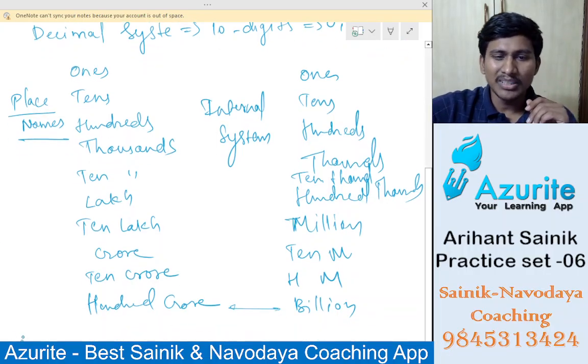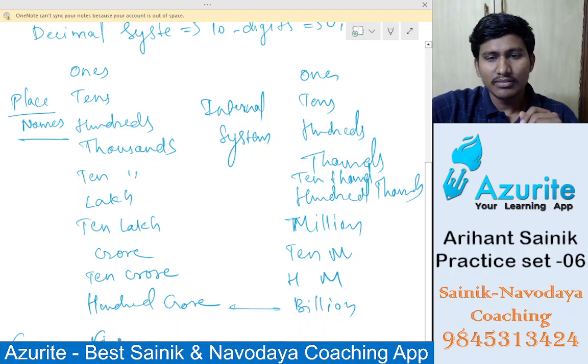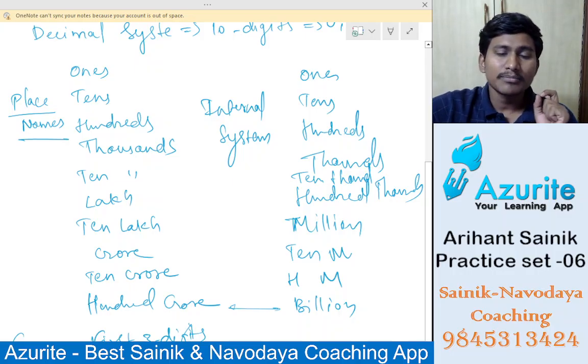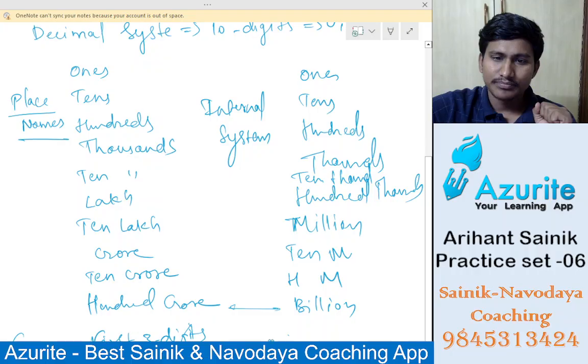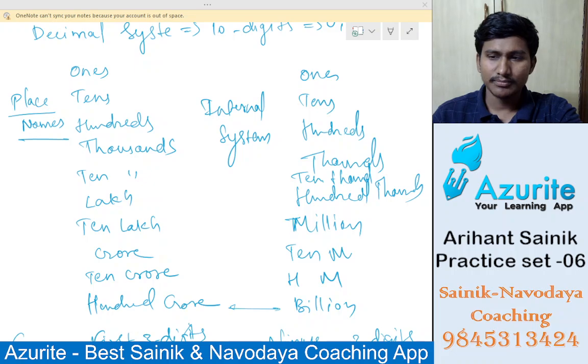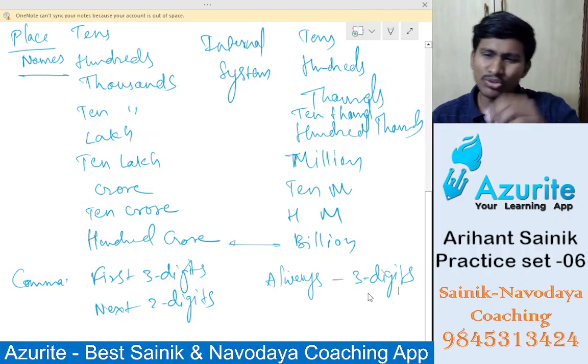So how do we give commas? In the Indian system, we first give a comma after 3 digits, and then we go for every 2 digits. And in the international system, it is always 3 digits. Always how many digits? For 3 digits only. Understood? Okay, good. So these basics, you already know many of them, right?